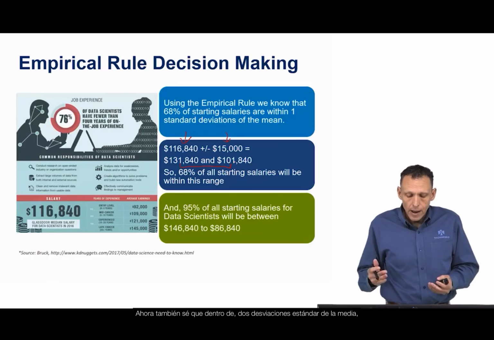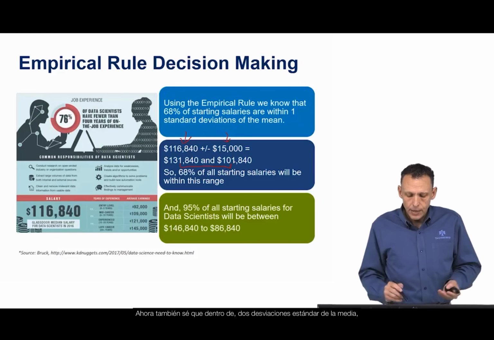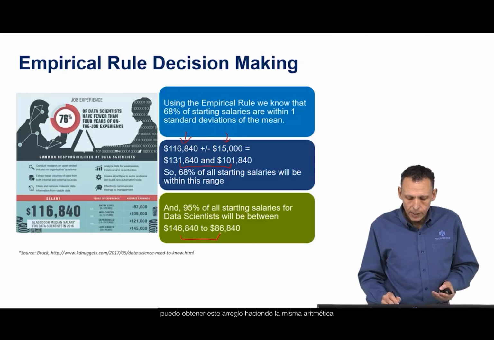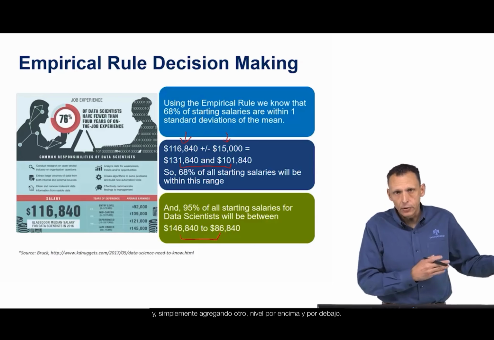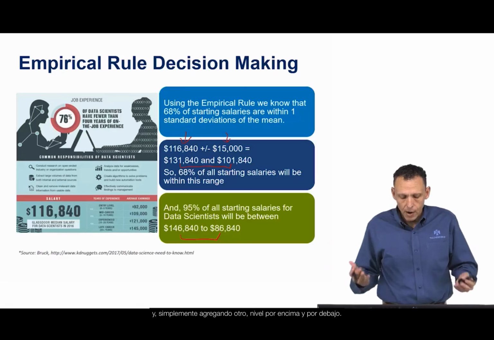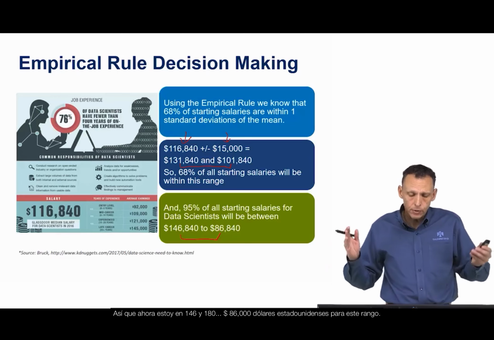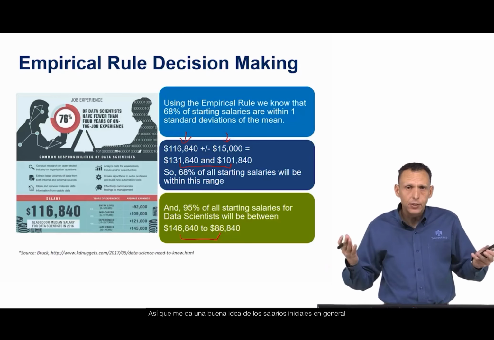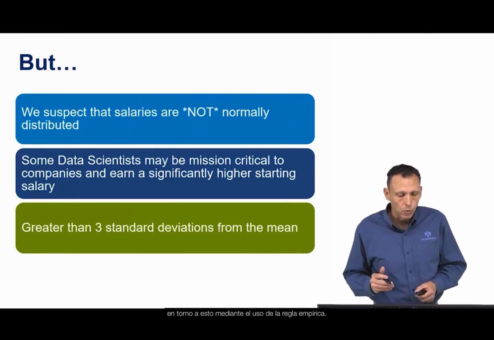Now, I also know that within two standard deviations of the mean, I can get this sort of range by doing the same arithmetic and just adding another level above and below. So now I'm at $146,000 and $86,000 US dollars for this range. It gives me a good sense of the starting salaries in general by using the empirical rule.